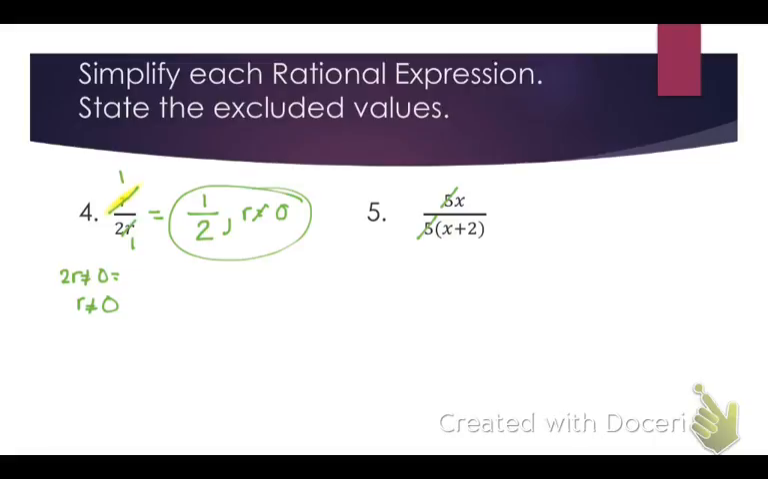Now, in number 5, my factors that are the same are 5 and 5, so they reduce to 1. I cannot cross out the x and the x plus 2 because there's a plus sign there, so this would be x over x plus 2.